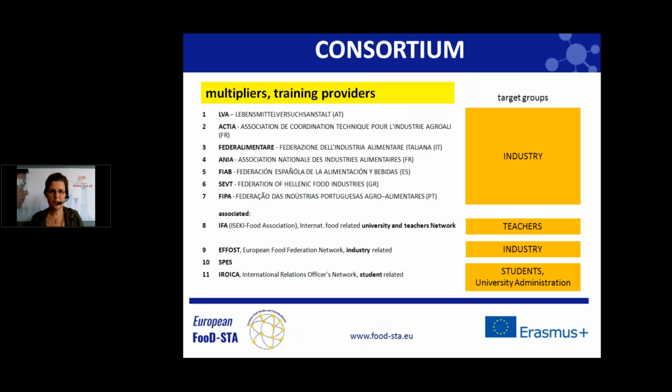Among the multipliers and training providers is in the first place Lebensmittelversuchsanstalt, LVA. I'm talking to you from LVA. I'm working here as a project manager. We are an institute for knowledge transfer and we are doing projects in product development and process development for food industries. And our fellow institutes in this consortium have quite similar portfolios, such as Actia, Federalimentare, ANIA, FIAP, SEFT, and FIPA. And we have associated the University and Teachers Network IFA.